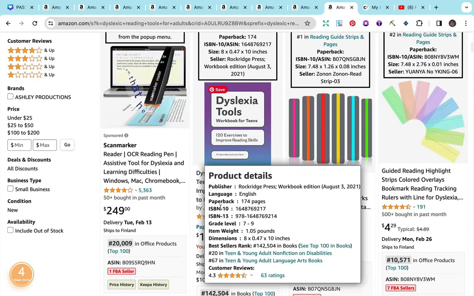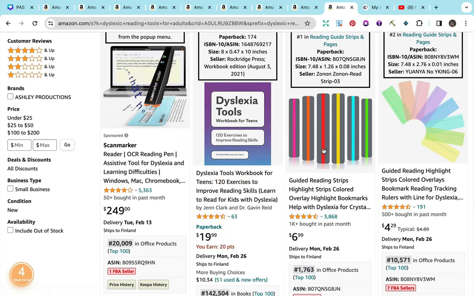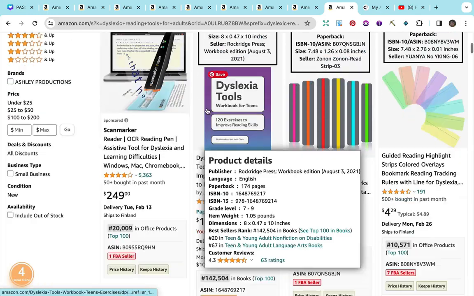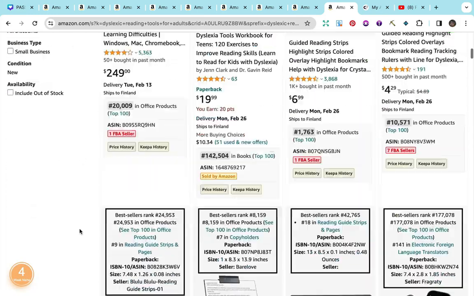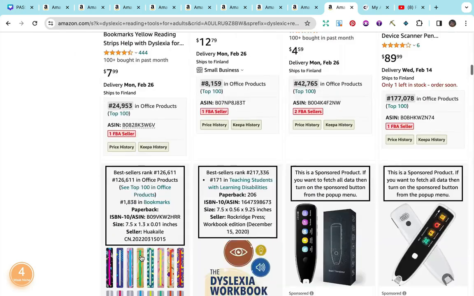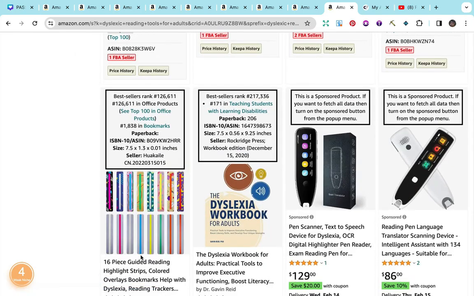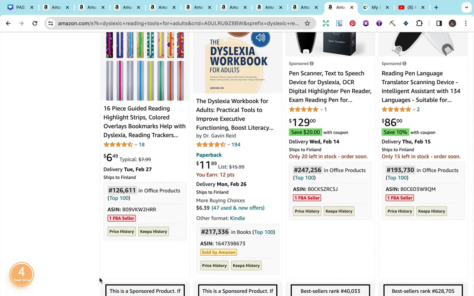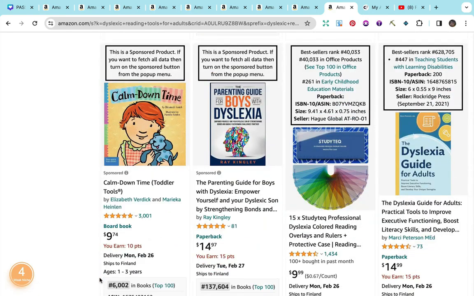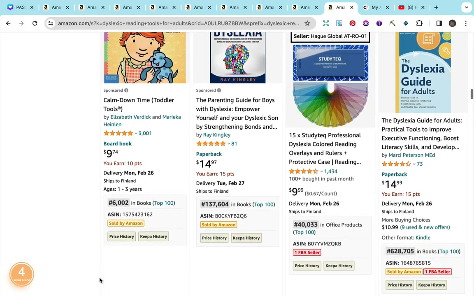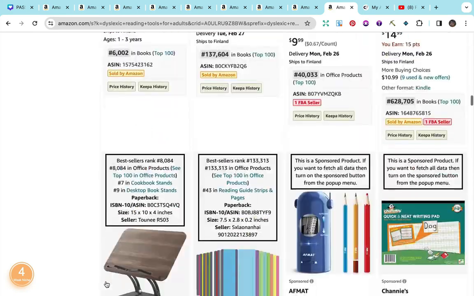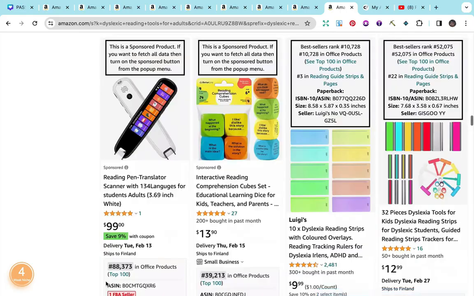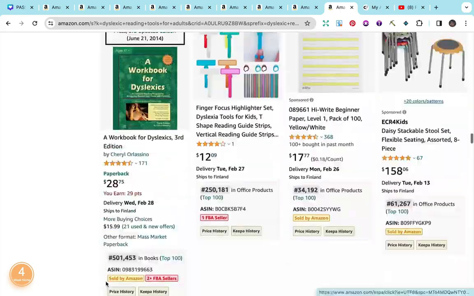So scrolling down here, be mindful that not all the results are going to be books. They're going to be a combination of books, such as this one, for example. There are going to be other tools such as the reading pen for dyslexia. So this is a wonderful open keyword that you could utilize for the 7 keyword slots in order to get your book ranking as well. We've got a lot of books here that are having a beautiful bestseller rank, specifically when it comes to the independently published books on the first page.